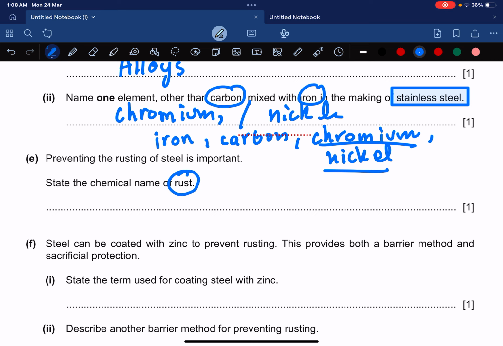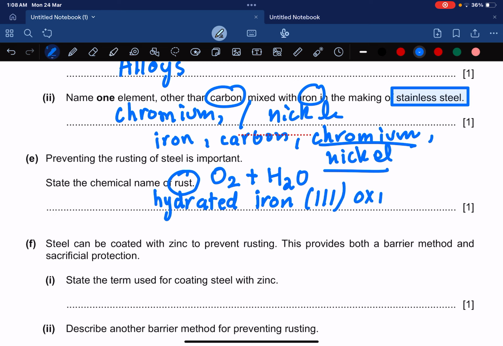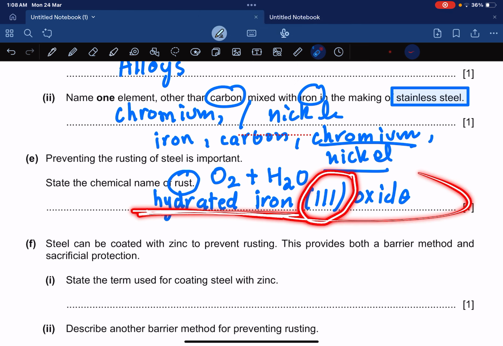Rust is basically when the oxygen in the air and water react with your iron, okay. So when water reacts with the iron, it will hydrate it. Water becomes chemically combined with your iron, so it becomes hydrated iron 3 oxide. Remember, rust is iron 3 oxide and it's hydrated, okay. So it's hydrated iron 3 oxide.